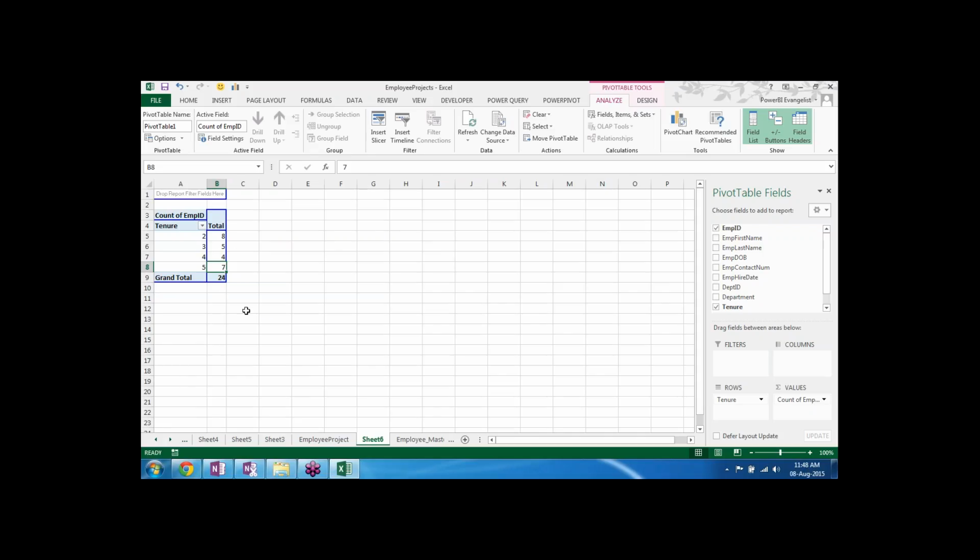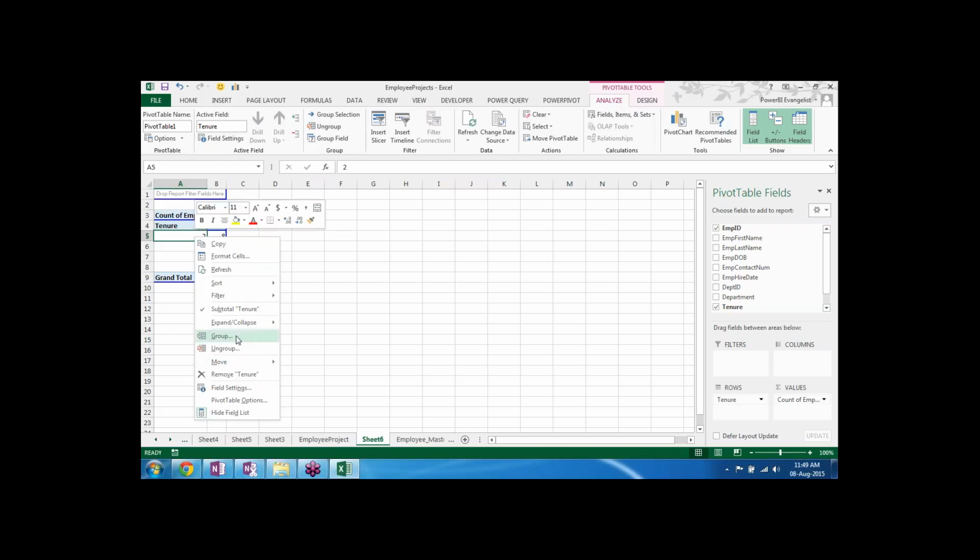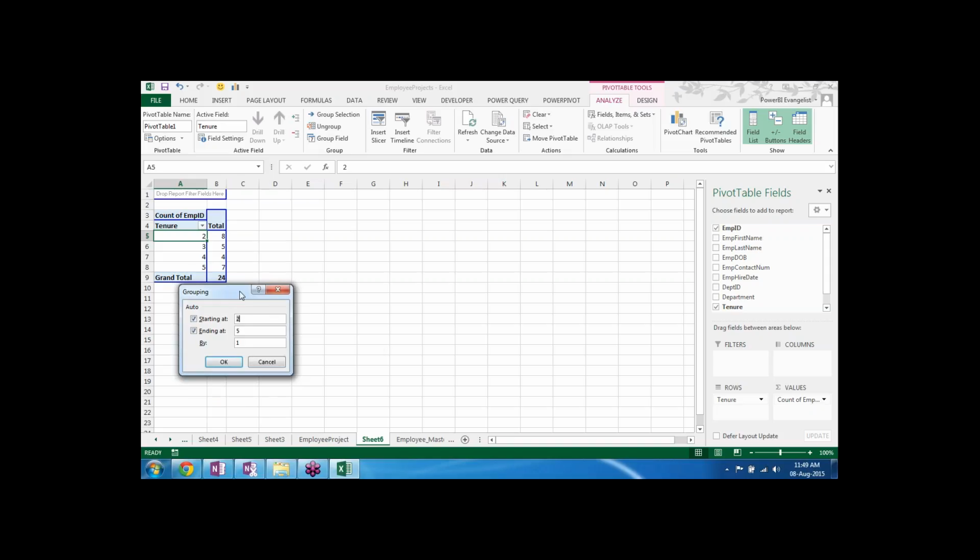So I want to present this in a different way. So what I will do, I will group this particular data. See, grouping is so easy and so simple. There are multiple ways of grouping. If I just right click here and say group, now it is taking the minimum and maximum value.